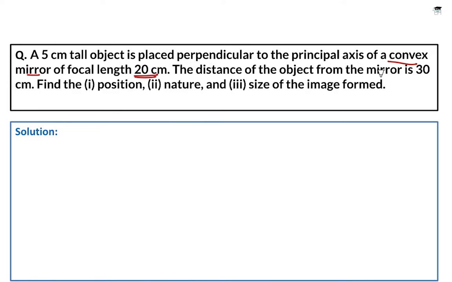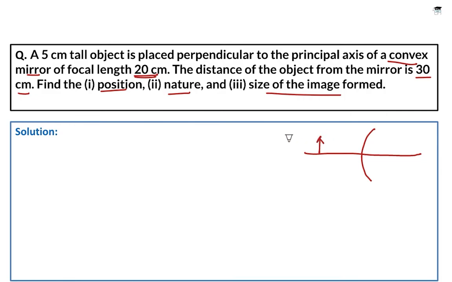The distance of the object from the mirror is 30 cm. Find the position, nature and size of the image formed. Okay, so let's quickly draw a diagram so that we are able to understand the question better. A 5 cm object is placed perpendicular to the principal axis of a convex mirror.